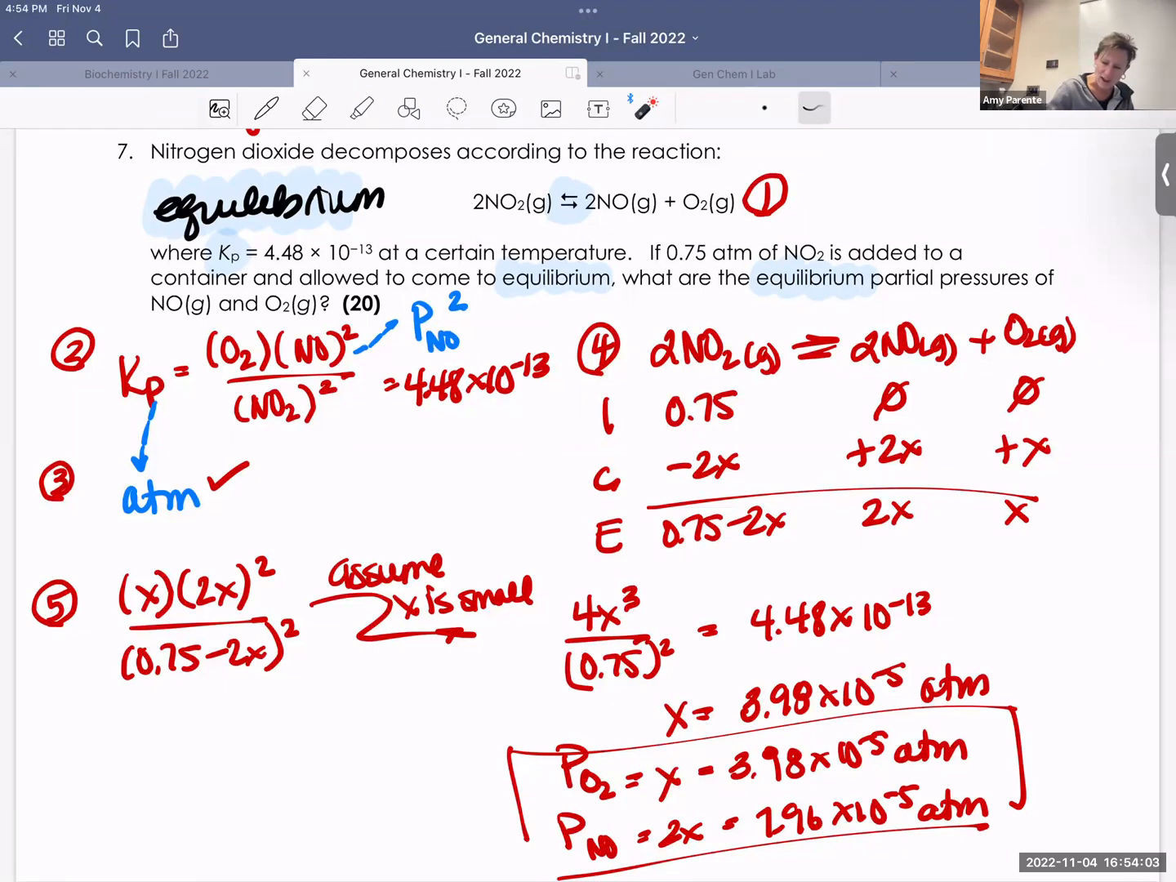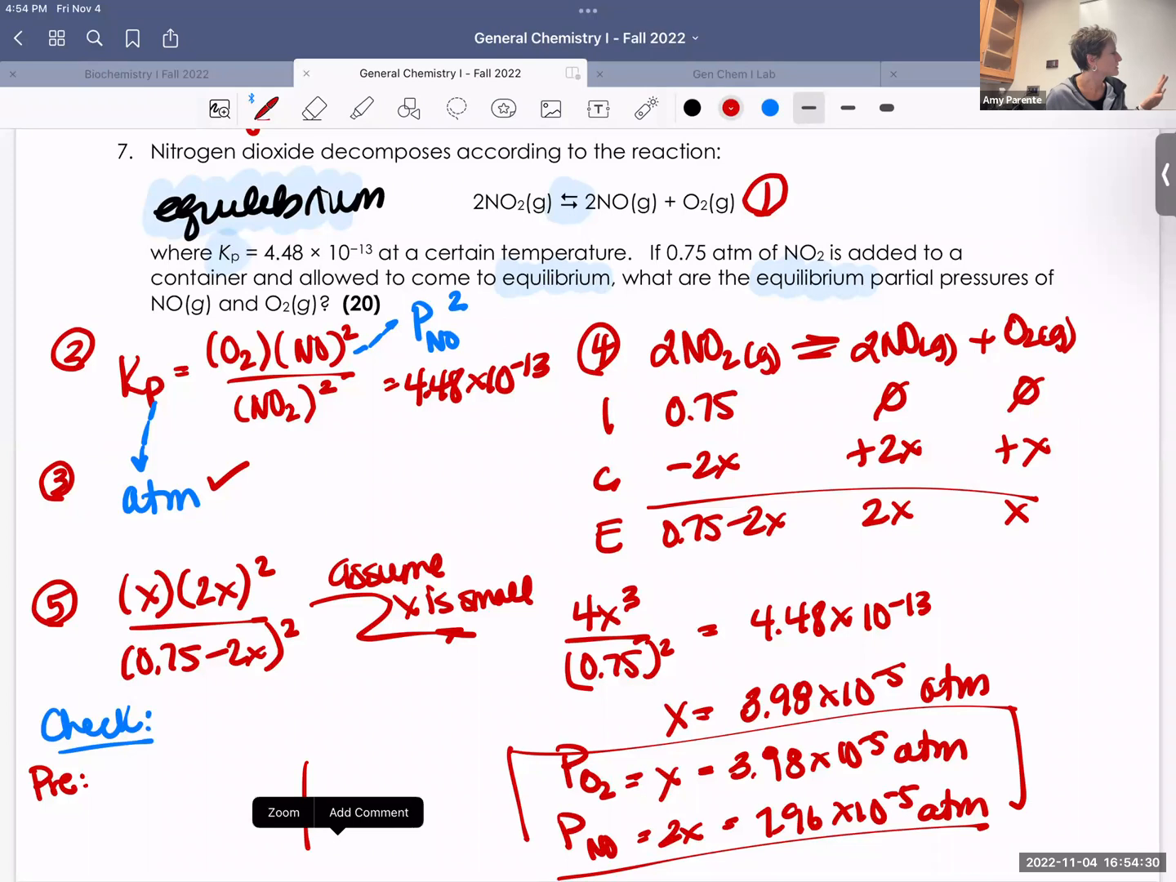And that's a good confirmation that I did that right. So that's not something you have to do, but something that you do have to do with these problems early on is a check. You have to prove that it was okay to make that assumption. So there are two ways that you can do this: a pre-check or a post-check. If you want to do the pre-check, you take the amount that you start with and divide by your equilibrium constant. And that has to be greater than 400. We didn't do that one yet, so I'm not going to do the math for that.